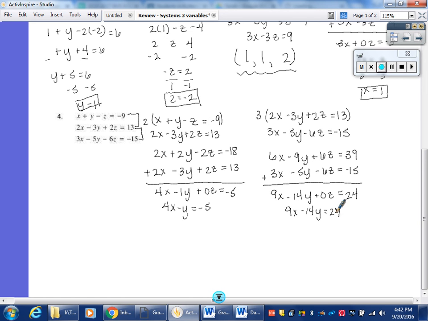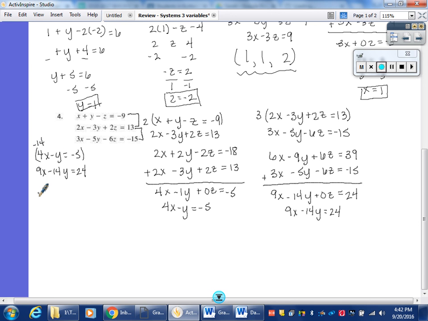And what I want to do now is use these two equations to eliminate one of the variables. So I'm going to do that over here because we're running out of room. So I've got 4x minus y is equal to negative 5, and 9x minus 14y is equal to 24. I think the easiest thing to do is to multiply this top equation by negative 14. That'll give us a positive 14y.